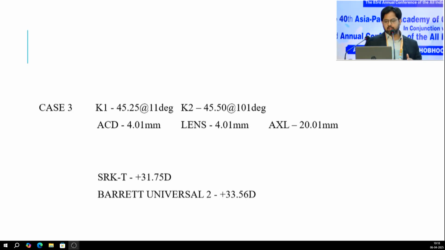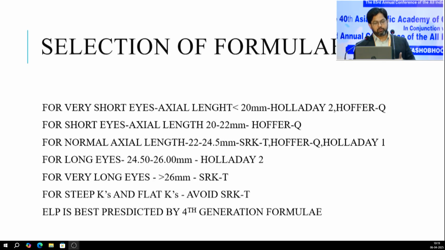Case 3, the K values are normal, but the axial length is a little less. It's a short eye with a normal AC depth. So there's posterior shortening, and here also SRK/T will underperform. You can see a difference of nearly 2 diopters. So we need to know this, how to select the formulae.